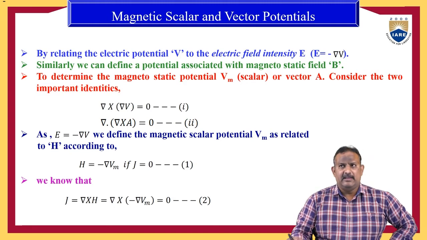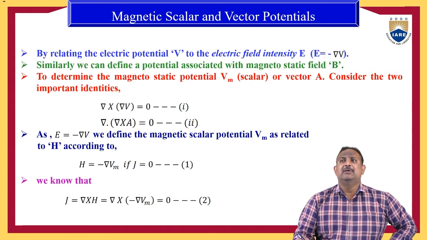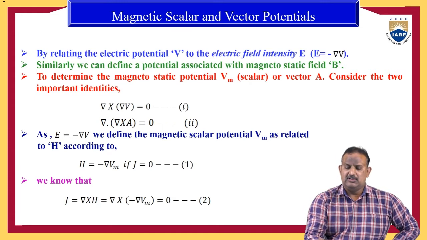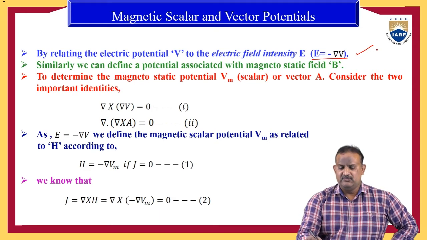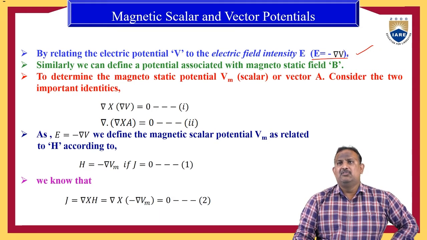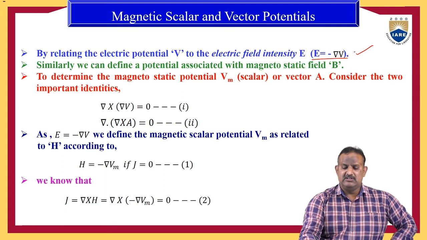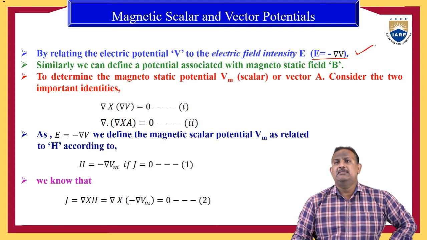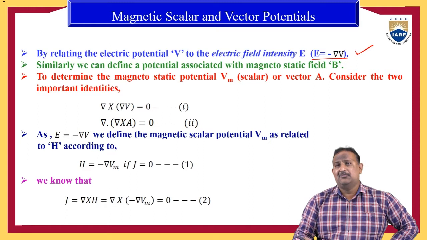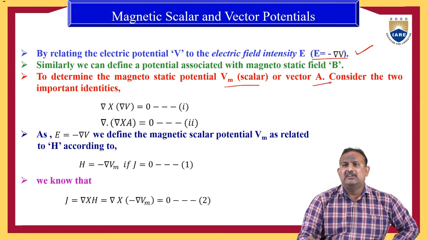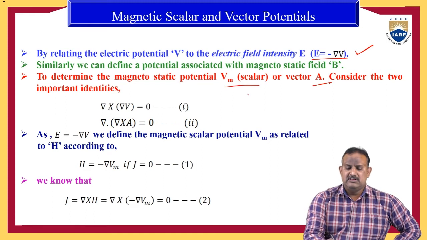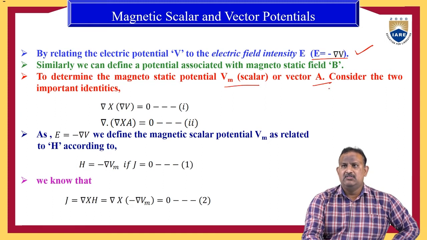So here, to define the magnetic potentials, I am assuming the electric potential. Already we know that E is equal to minus del V, where E is the electric field intensity and V is the potential. Similarly, based upon the same equation, E equal to minus del V, we can define the magnetic potential. First we will define the magnetic scalar potential, then the magnetic vector potential, where Vm is the magnetic scalar potential and A is the vector potential.